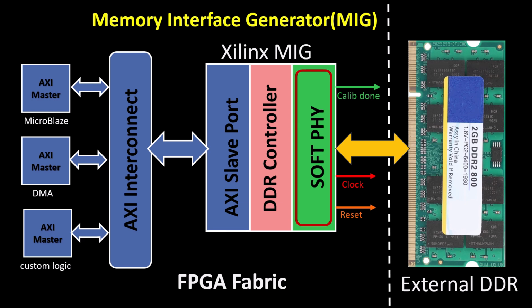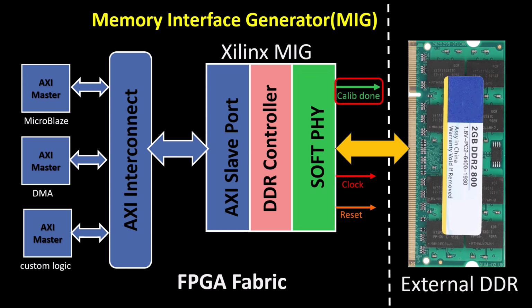The physical layer interface converts controller commands into the physical signaling required by DDR. The word soft here means that the PHY is implemented in FPGA fabric, not as a hard IP block, or it doesn't exist on board on the PCB. Whenever logic needs to communicate with an external device, a PHY is required to convert the logic commands and data into signals compatible with that device.